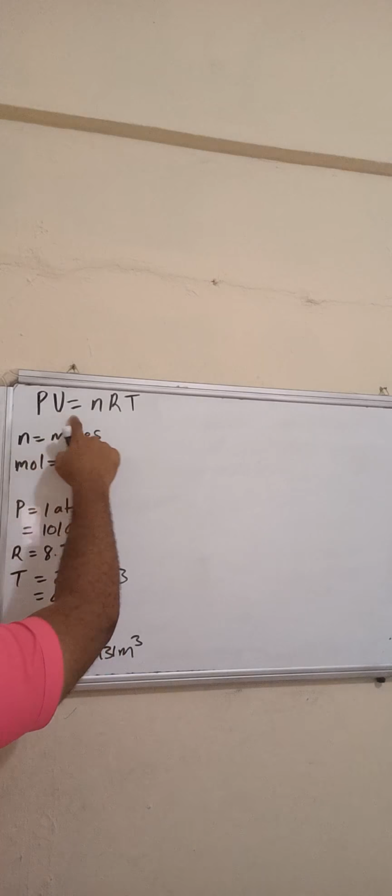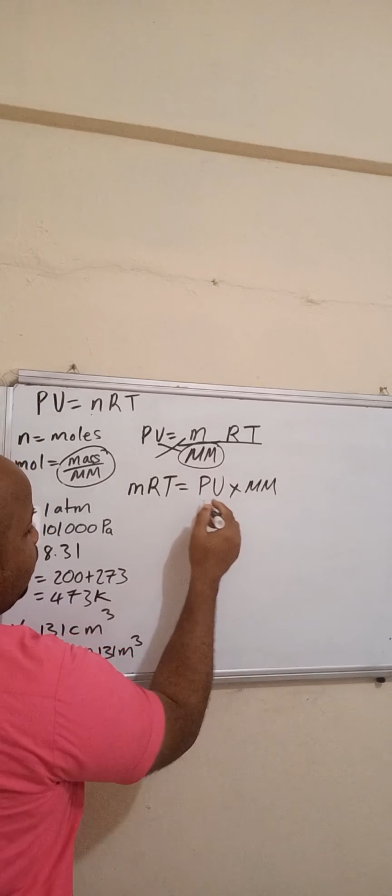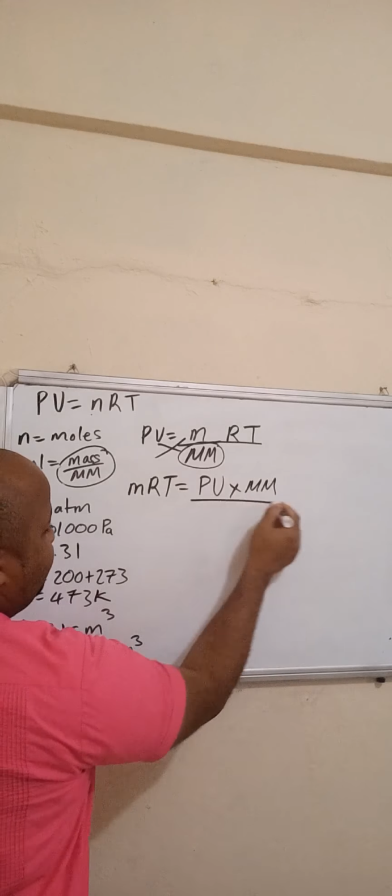Now what we are trying to calculate is the molar mass, so we would need to transpose. mRT is equal to PV times the molar mass. Now what we want is the molar mass, so we need to get rid of PV. PV cancels PV, and I bring it over here. So the molar mass is mRT divided by PV. So let's work that out.